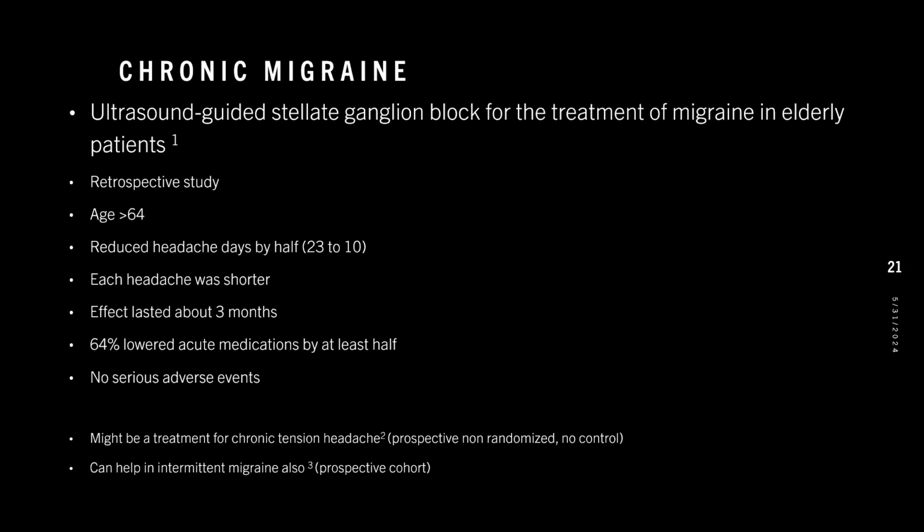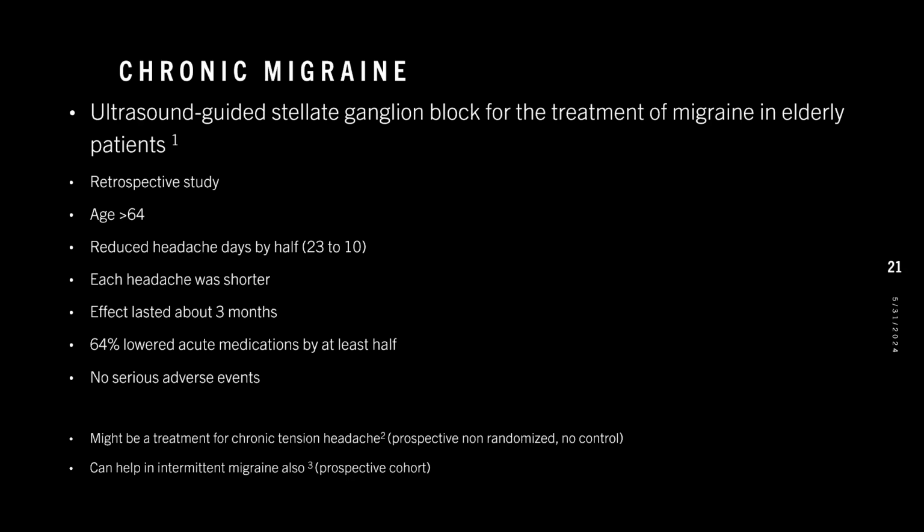So people tried ultrasound-guided stellate ganglion blocks for the treatment of chronic migraine, specifically in an elderly population. Everybody's over 64, so 65 and above. It's just a retrospective study, so they did it on a bunch of patients and then went back to talk about it. We don't know why they did them on this group and not other groups, or why they chose everyone over 65. Maybe they just liked the results on their stats. If they had included everyone down to 60, maybe it wouldn't have worked.